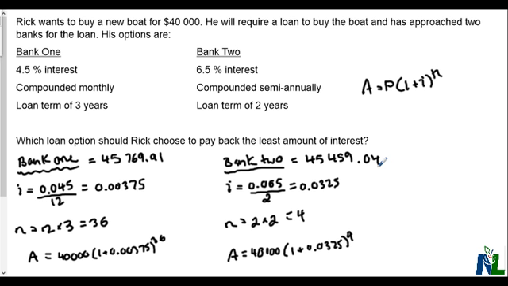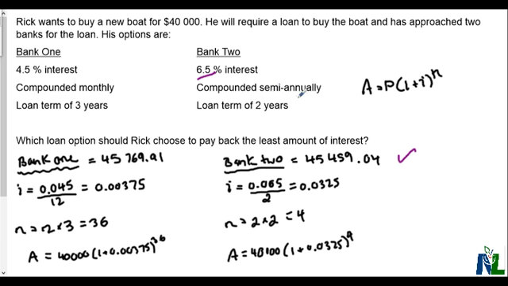So Rick's best option here, if he wants to pay back the least amount of interest, is actually Bank 2. Despite the fact that we've got a higher interest rate than we do for Bank 1, it is compounded less frequently, and you're paying it back quicker. So as with most loans, the quicker you pay back a loan, the less interest you'll have to pay on that loan.